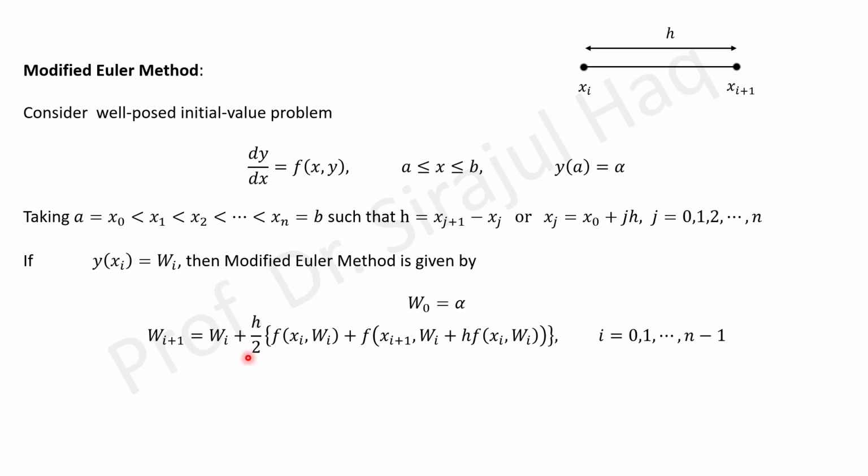So you can see it's exactly like the Euler method: solution at the previous point plus the distance between the 2 points. But this time the value of the function at xi and the value of the function at xi plus 1, add them and divide by 2. So it means that you are taking the average value. This method is called the modified Euler method. And this also comes in the RK method of order 2. This is a special case.